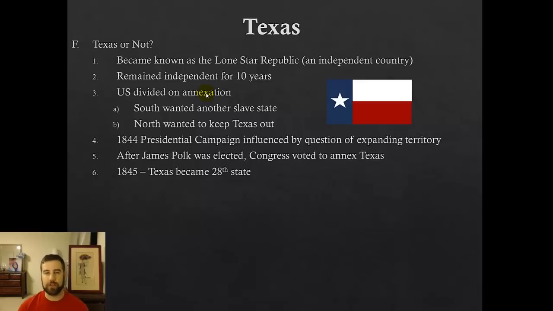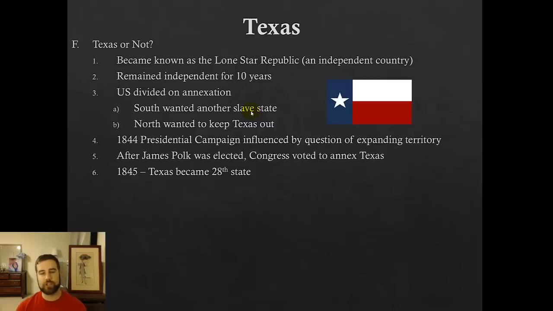Members of Congress are worried that if Texas is allowed to enter as a state, that's going to add to the number of slave states in the United States, giving them more power in the U.S. Senate. And so Northerners in Congress want to keep Texas out, while Southerners want to add Texas because they're hoping to spread slavery there. And that's why a lot of the Americans went into Texas in the first place.